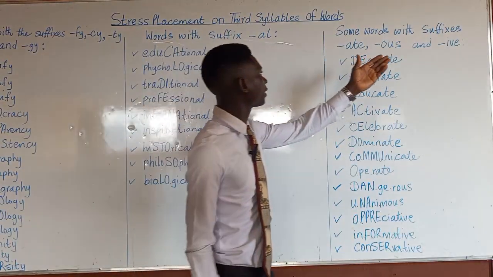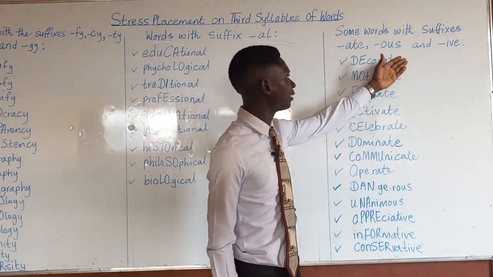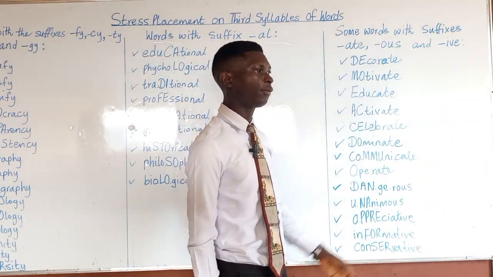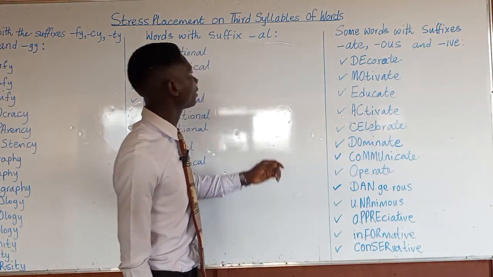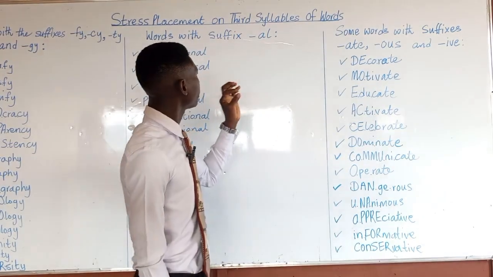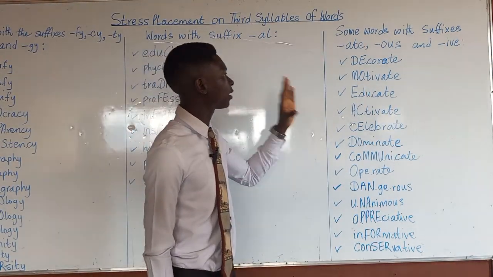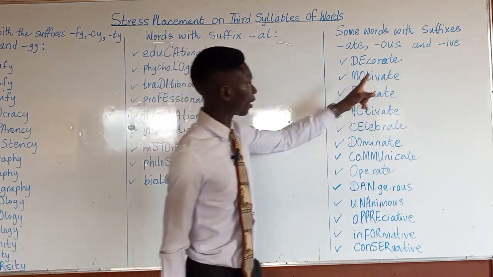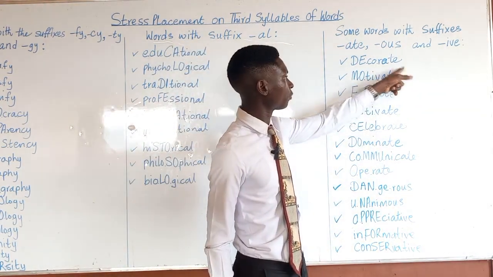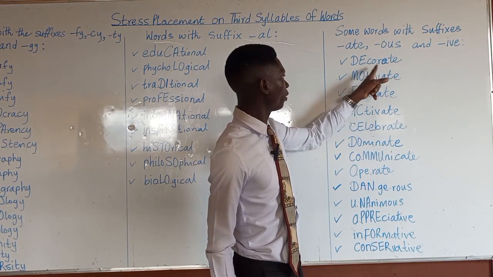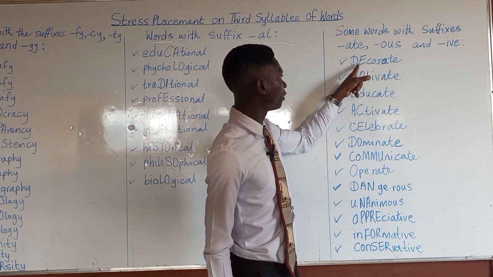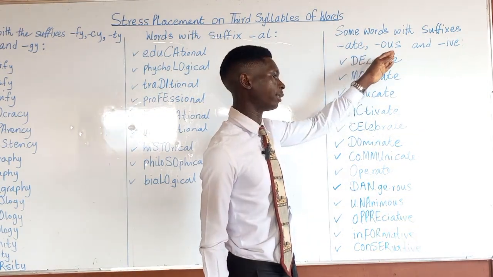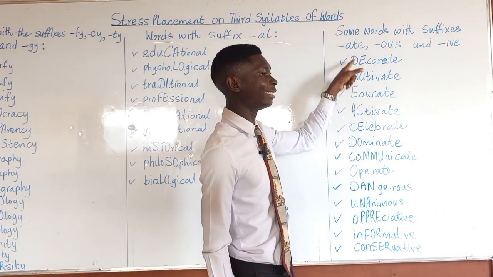Again, some words with suffixes ate, ous, and ive. When you have words with this kind of suffixes, you're likely to have the stress on the third syllable. When I say third syllable, I'm referring to third syllable from the end. Hence, we are counting from this direction. Rate is 1, call, 2, day, 3. So we have day correct. Day correct. So here we have the stress on day.